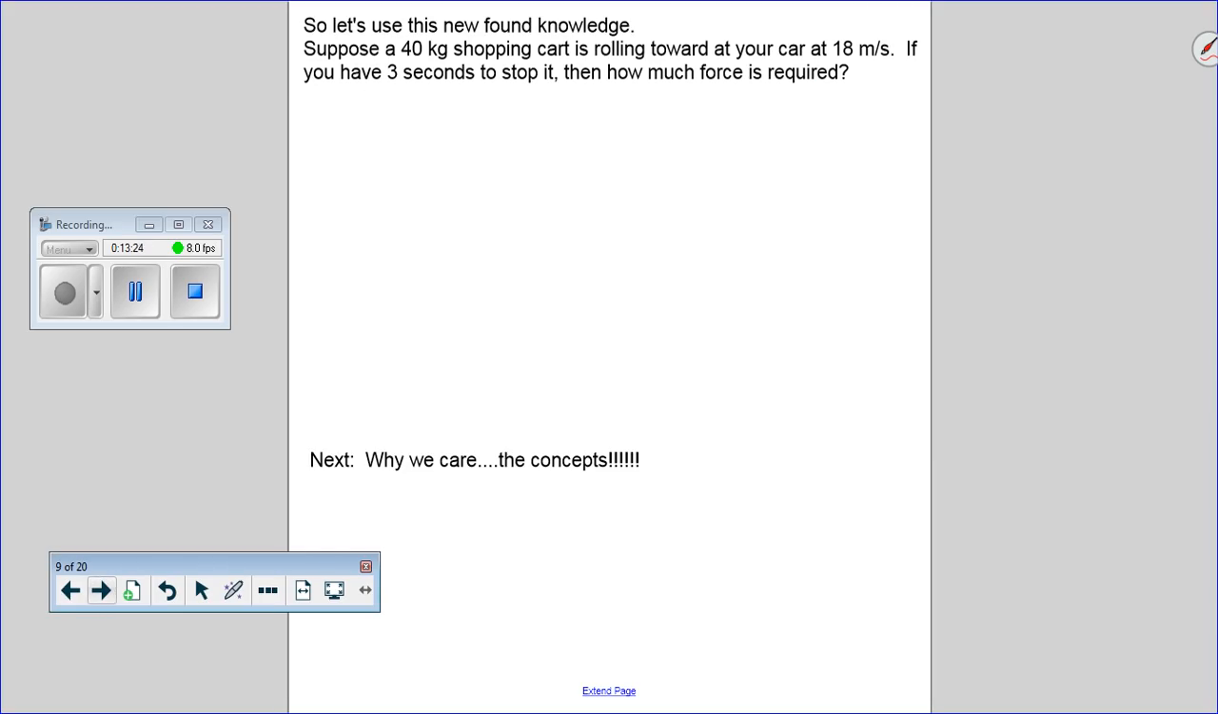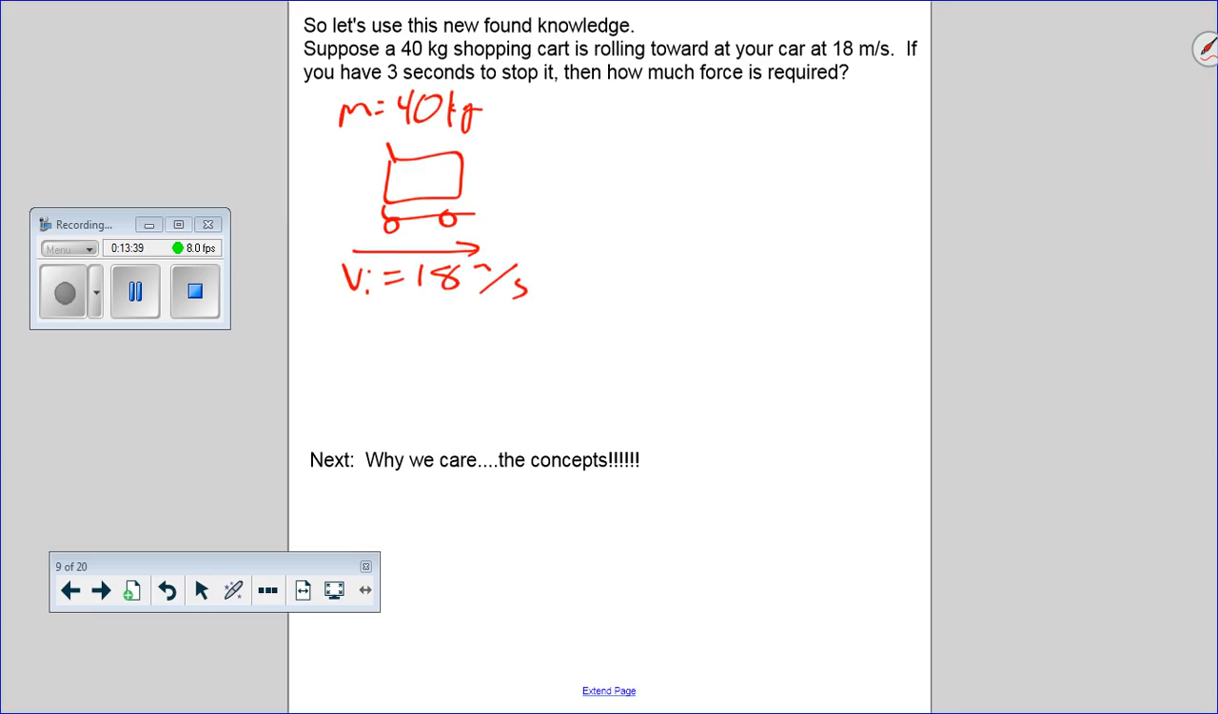Okay, so here's one other quick example. We've got a 40 kilogram shopping cart. It's rolling towards your car at 18 meters a second. You've got a time of 3 seconds and you want to stop it. And the question is, how much force do you need?